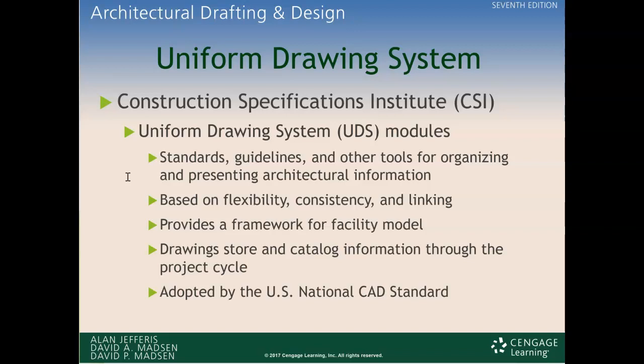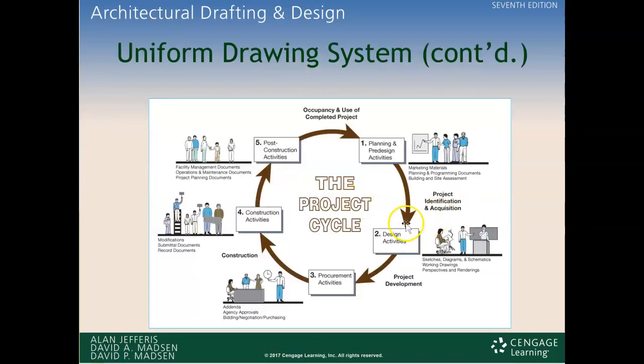It's based on flexibility, consistency, and linking. It provides a framework for facility modeling and drawing, and to store and catalog information through the project cycle, all adopted by the U.S. National Standard. We'll concern ourselves in this part of the class with design activities. We want to know sketches, diagrams, schematics, working drawings, and perspective renderings all go into our construction documents.